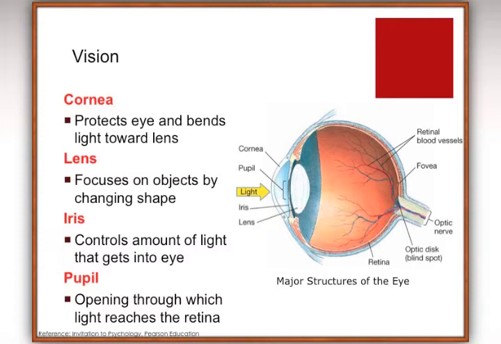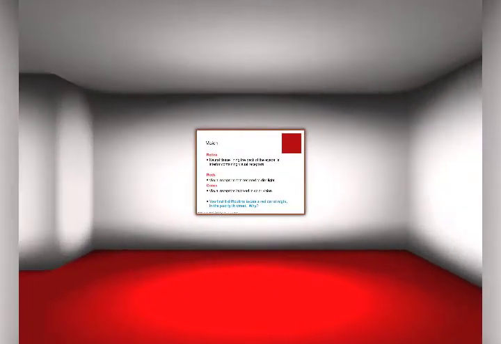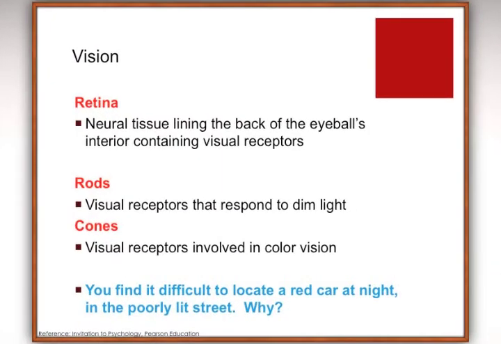In the center, the iris controls the amount of light that gets into the eye, whereas the pupil is the opening through which light reaches the retina. The retina is the neural tissue lining the back of the eyeball's interior, containing visual receptors.